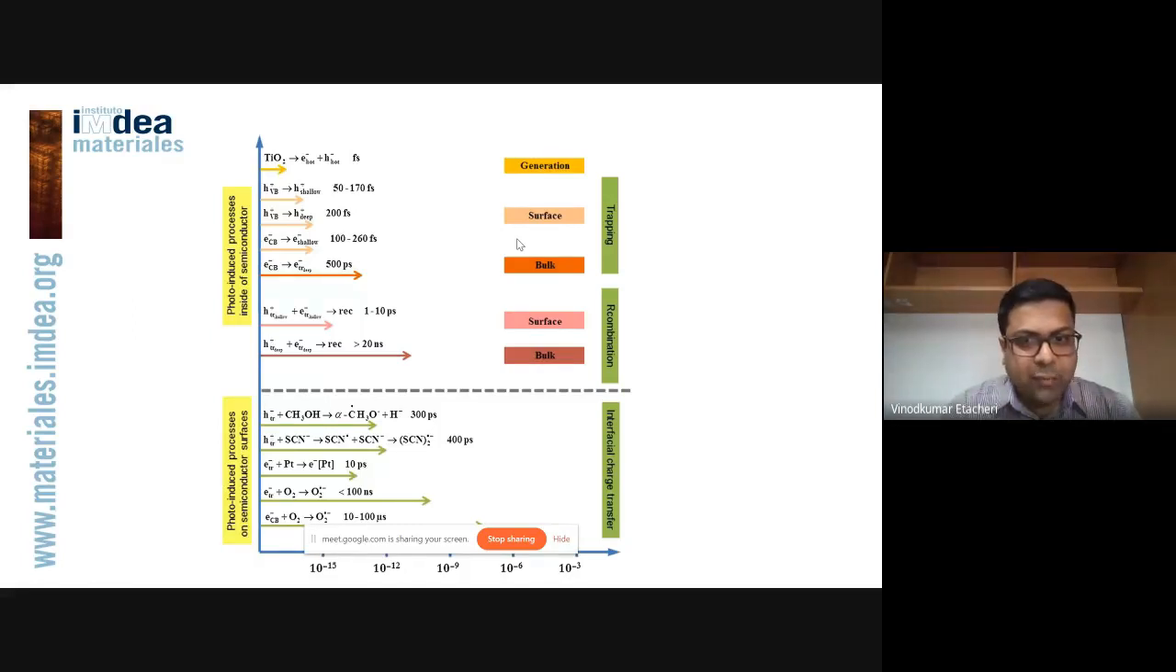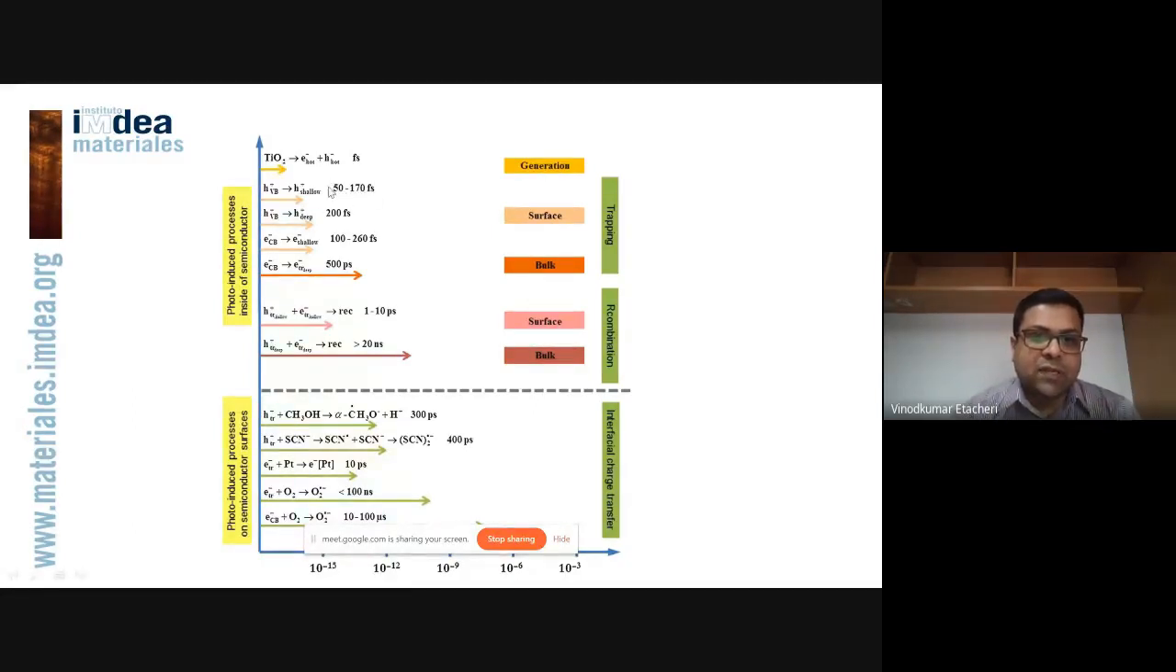So different processes happen at different time scales. So in the y-axis you can see the photo-induced processes inside the semiconductor. So once we hit the semiconductor with the light, it can produce electron-hole pairs, but there are processes inside the semiconductor particle and at the surface. So inside the particle, you can see the generation. So this is the main reaction. So we hit the particle with the light and create electron-hole pairs. And then the electron-hole pairs migrate to the surface. So at the surface, there are different processes.